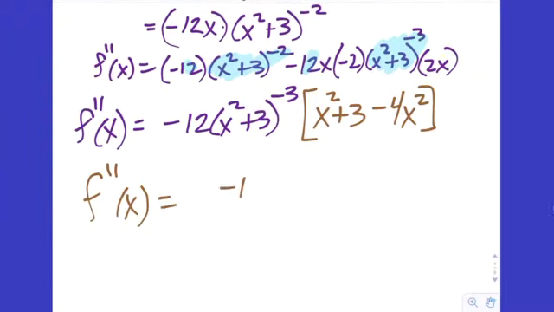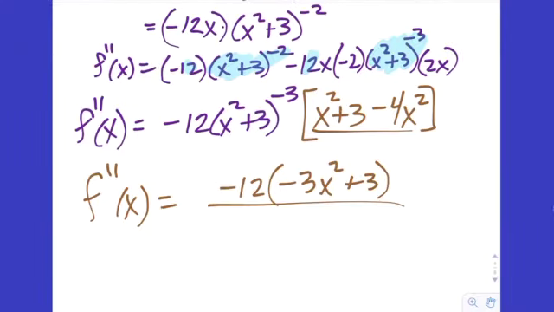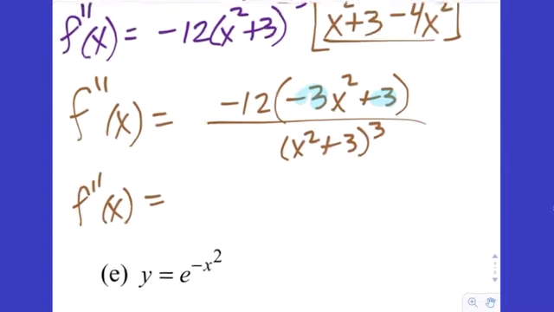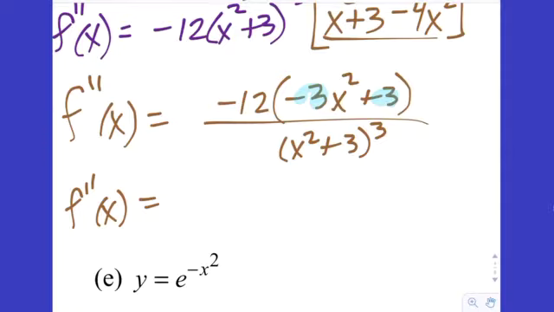So you'll end up with a negative 12 on the top. And now if you combine everything in the beefy brown brackets, you're going to get a negative 3x squared plus 3. And at the bottom, you're left with just (x squared plus 3) cubed. And I'll simplify one more time here. F double prime of x. What else can I factor out now up here? A 3 or maybe even a negative 3. So when I factor the negative 3 out times the negative 12, that makes it a positive 36. And then I'm left with an x squared minus 1.